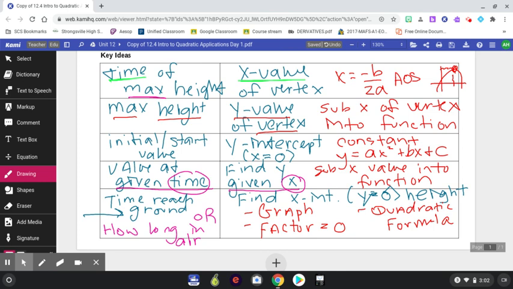Okay, so we're going to use these general ideas to help us in our word problems determine what we are supposed to find using the information that is given.